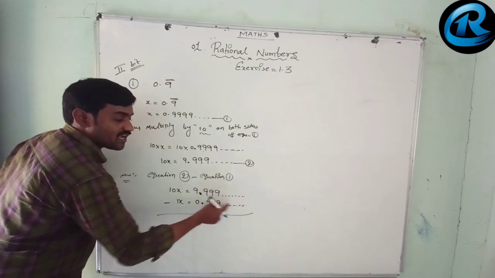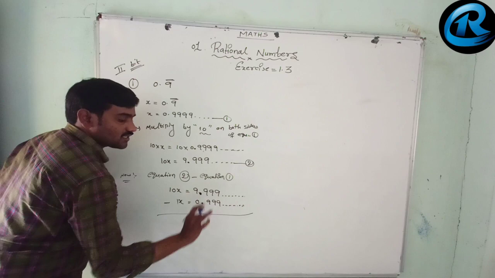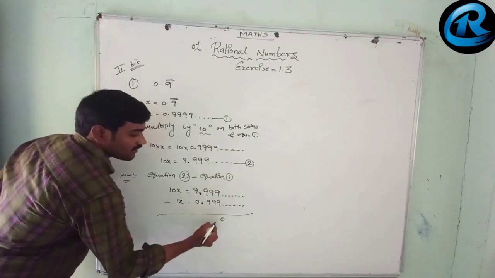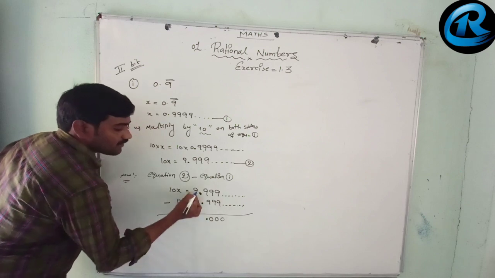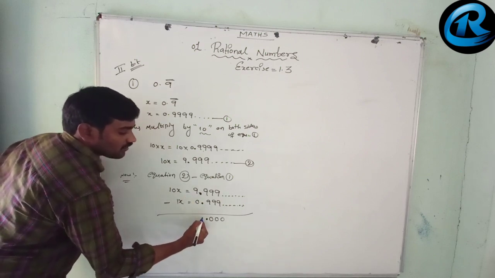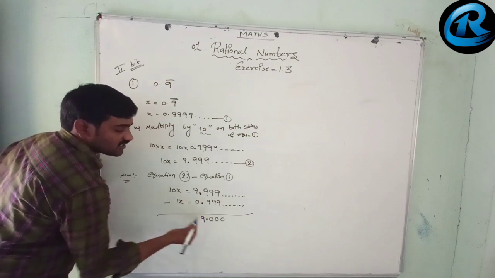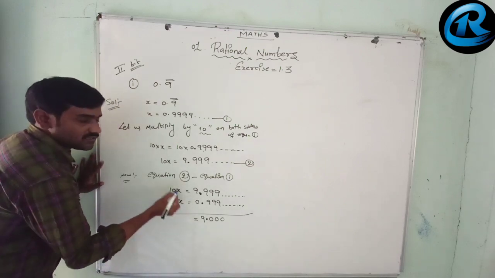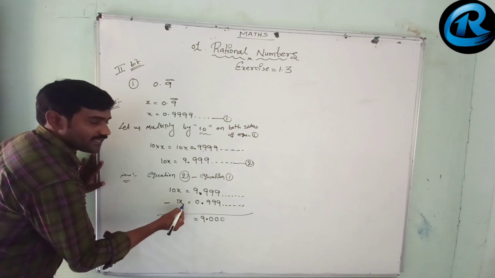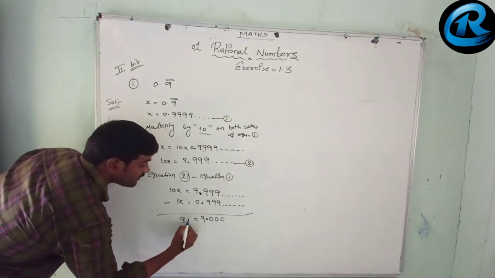9999. What is the meaning of these dots? All these 9s become 0. 9 minus 9 is 0, 9 minus 9 is 0, 9 minus 9 is 0. Point. 9 minus 0 is 9. Now on the left, 10x minus 1x. From 10x you subtract 1x, we get 9x.